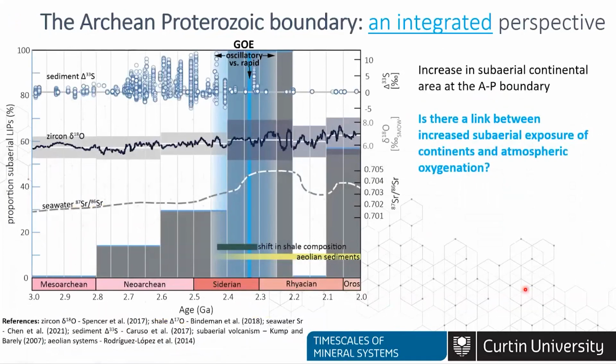So coming back to this, I've now added our large igneous province study here, the gray boxes. And as you can see, many different lines of evidence support an increase in freeboard at around 2.4 Ga. So this brings me to the second half of my talk. Is there a link between increased subaerial exposure of continents and atmospheric oxygenation?